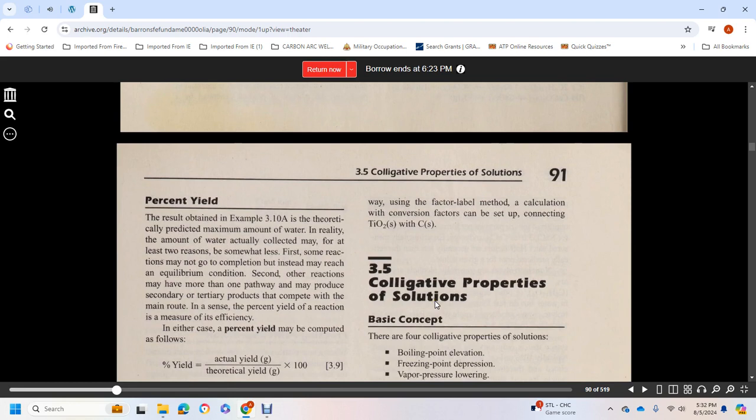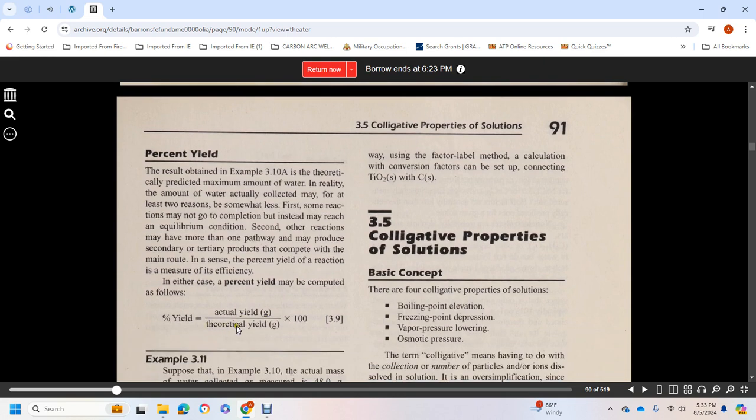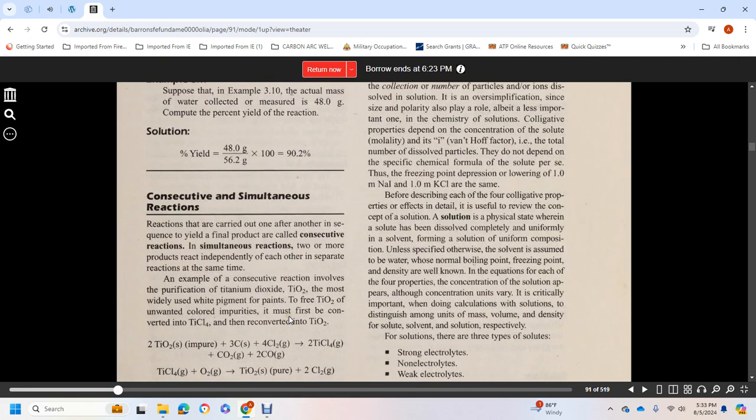Percent yield. A result obtained, as in example 3.10, is theoretically the maximum amount of water relative to the amount of water actually collected, which is for at least 2 reasons somewhat less. First, some reactions may not go to completion, but instead may reach an equilibrium condition. Second, other reactions may have more than one pathway and may produce secondary products that compete with the main route. The percent yield of the reaction measures its efficiency. In either case, percent yield may be computed as: percent yield equals actual yield in grams over theoretical yield in grams, times 100.